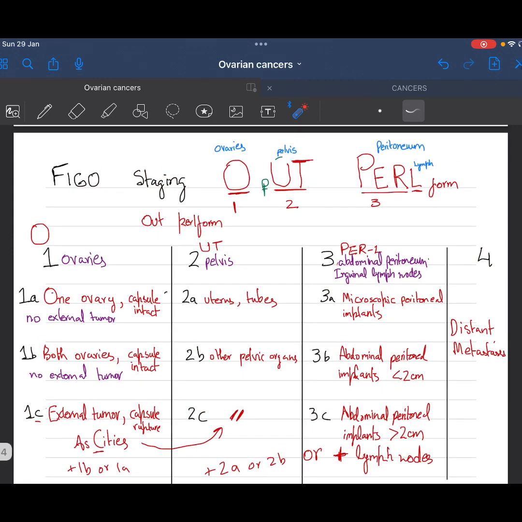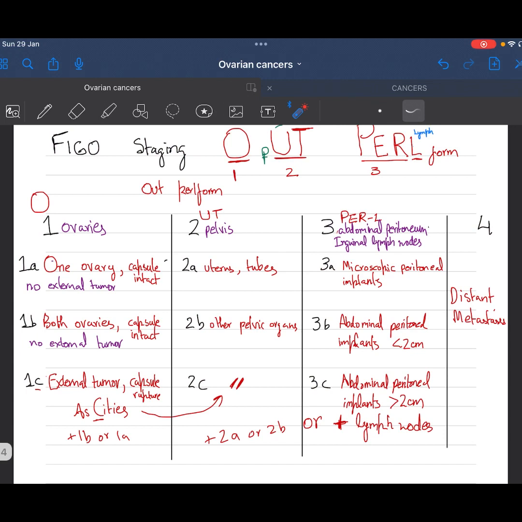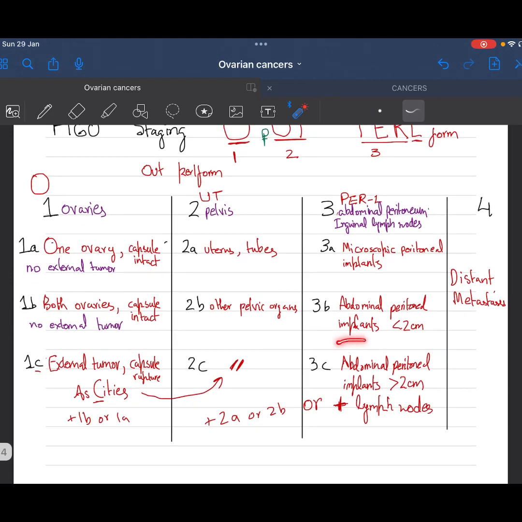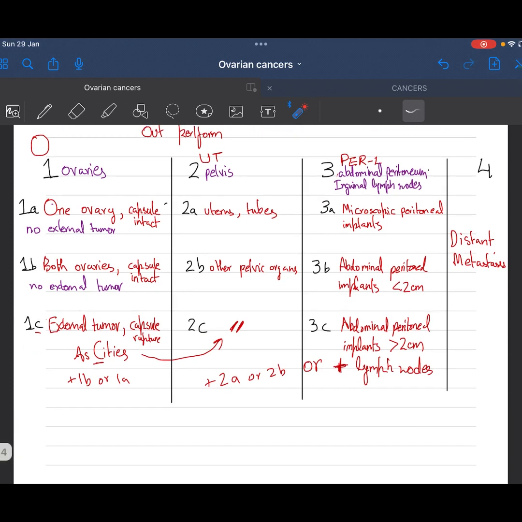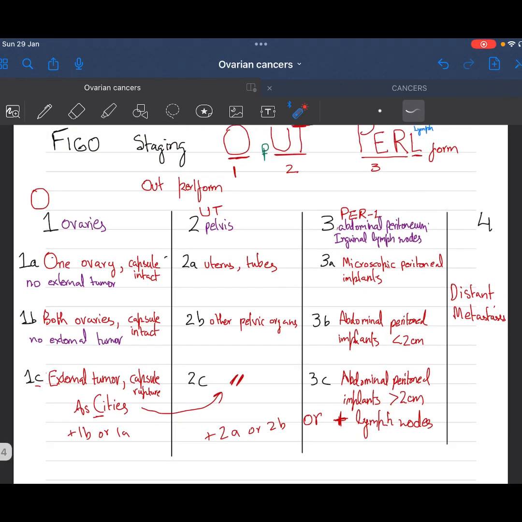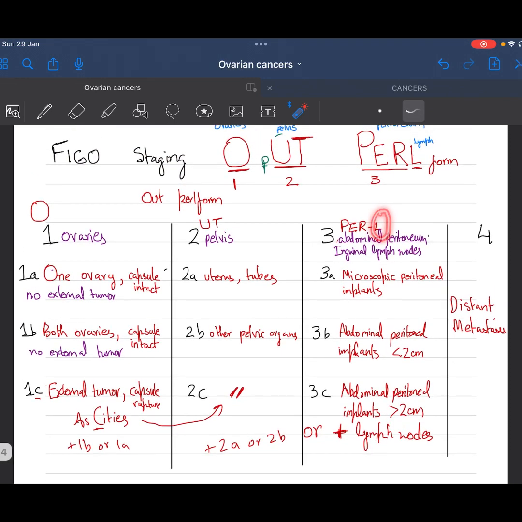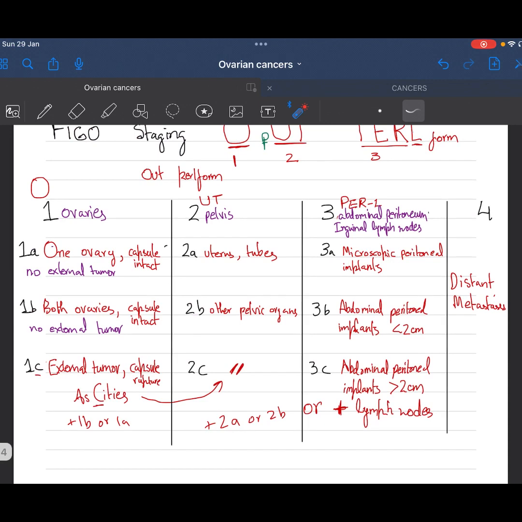Next is PERFORM. About PER, we have peritoneum. Microscopic implants is 3A in the peritoneum, 3B is implants less than 2 centimeters, and 3C is abdominal peritoneal implants greater than 2 centimeters or positive lymph nodes. That's why we have put L in between PERFORM. And 4 is distant metastasis.